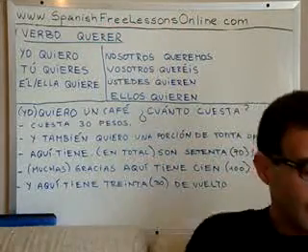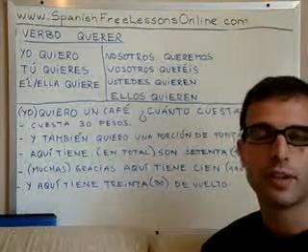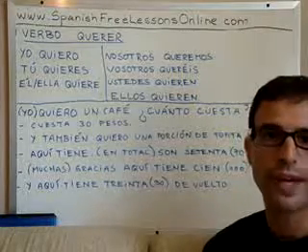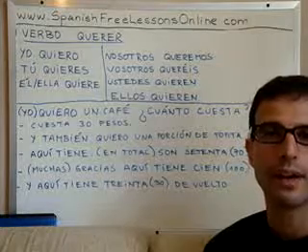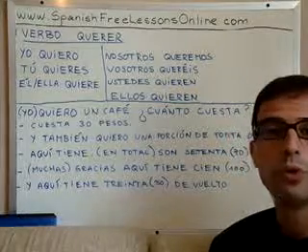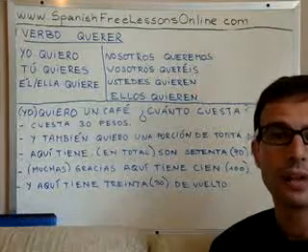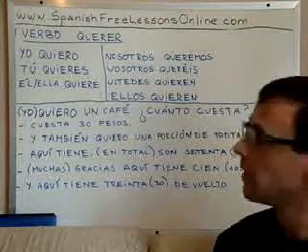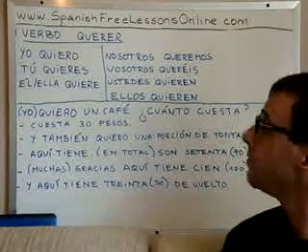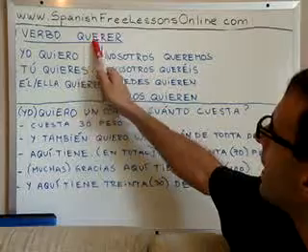Welcome back to www.SpanishFreeLessonsOnline.com. Last lesson we learned how to conjugate regular verbs in Spanish of the group that finishes with er. Now I will show you one example of a verb that finishes with er but is slightly irregular, but that's still irregular, okay? The verb we'll see now is the verb querer.